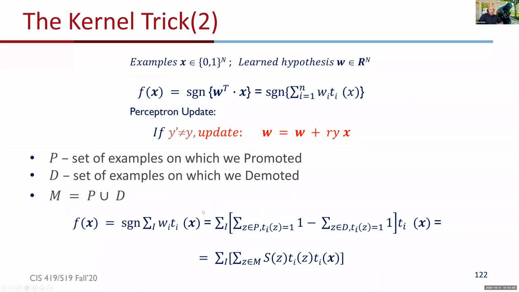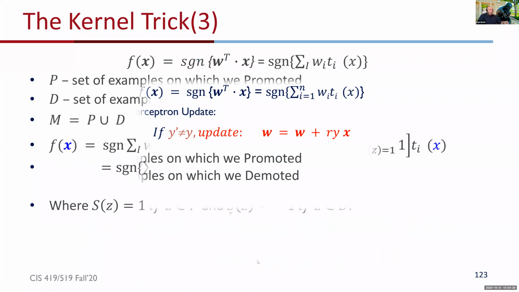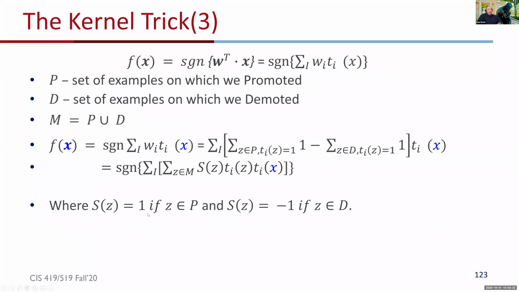And with this notation, I'm claiming that this linear sum or dot product can be written as, I'm keeping this Ti of X here, and this W is basically this vector. Add 1 on all the examples in P for which the coordinate of the vector is 1, subtract 1 on all the examples in D on which the coordinate is 1. And I'm denoting it this way with this additional notation that I'm introducing here. So what is this S? S is 1 if the example was positive and I made a mistake on it. It was -1 if the example was negative and I made a mistake on it.